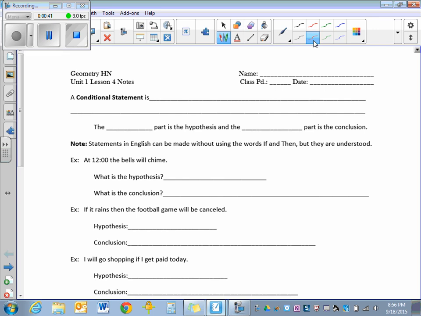Right, so a conditional statement is an if-then statement. And it has a hypothesis and a conclusion.